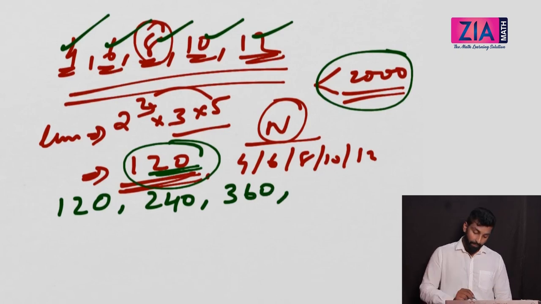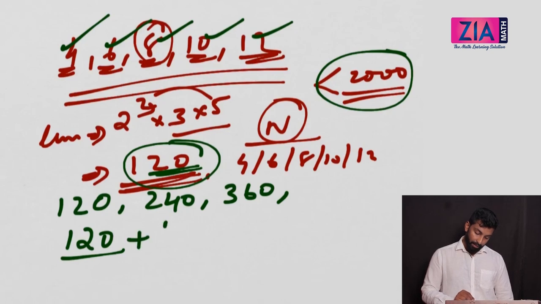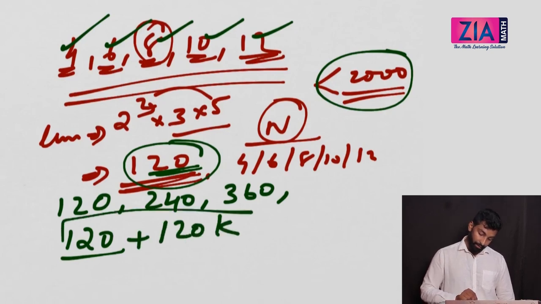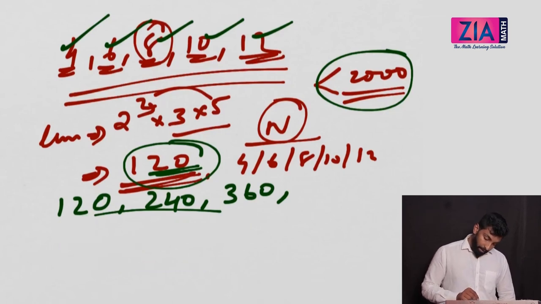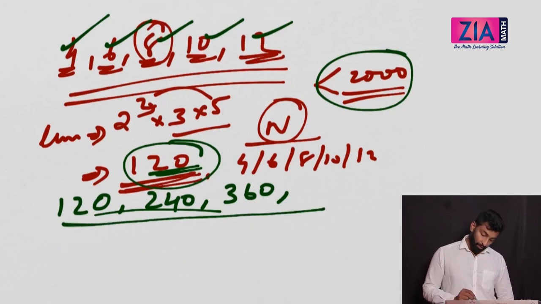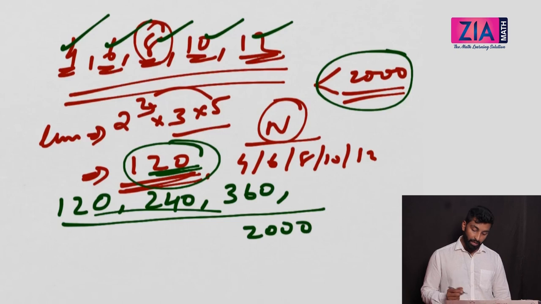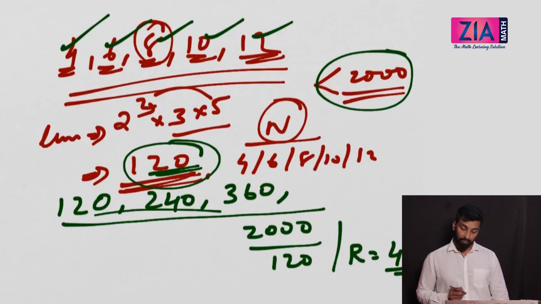What you are doing is adding 120. So you know that this is an AP with the first term 120 and a common difference of 120. So in this series all the numbers will be a multiple of 120. So we are looking to find the highest multiple of 120 less than 2000. What you need to do is divide 2000 by 120 and see what the remainder is. You will get a remainder of 40.